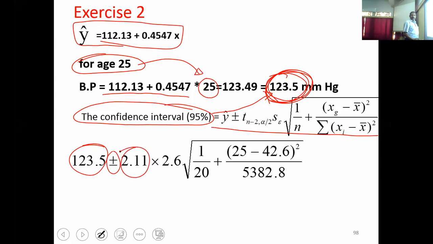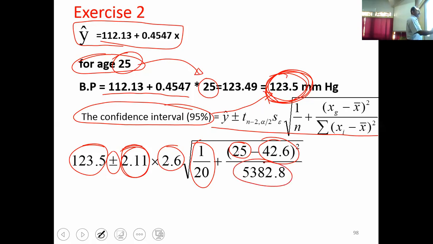the table value, right? N minus 2 degrees of freedom. N is 20 in this example, so 18 degrees of freedom. Look at the two-tail value. Then we have the square root of mean square error, that is the value from the table. Then 1 over n plus xg, the age of 25, minus x bar square, whole thing divided by the sum of squares of x. So you will end up with some value.